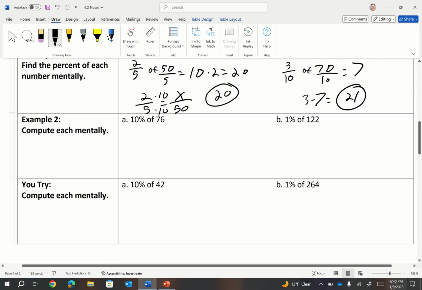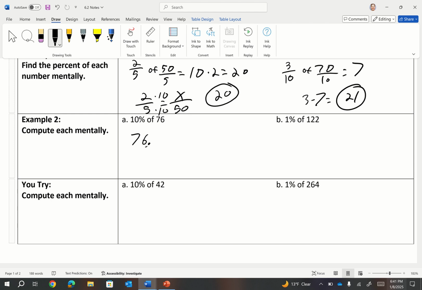Okay. So 10% and 1%. How we're going to do 10% and 1% is just by moving our decimal. So we've got an imaginary decimal right there behind our 6 in the number 76. And if I want to know 10% of 76, all I have to do, and I can do it in my head, is just move that decimal. 10% of 76 is 7.6. So that's a very handy thing.